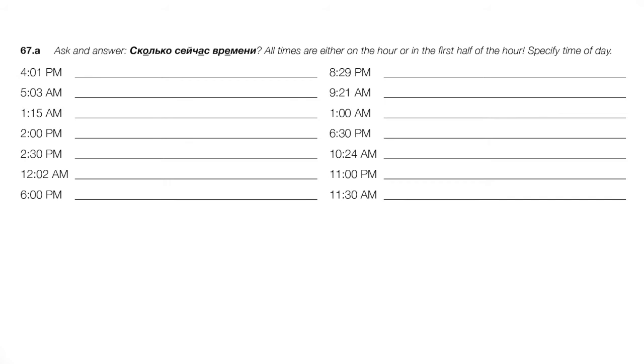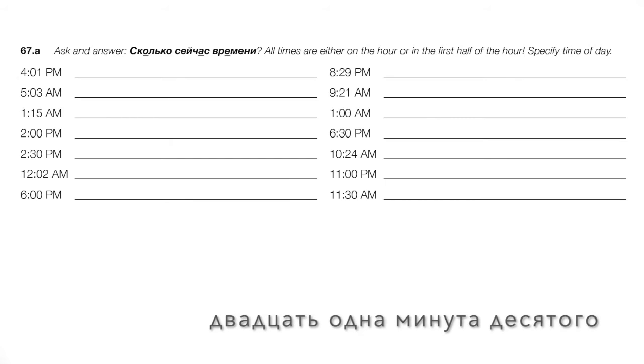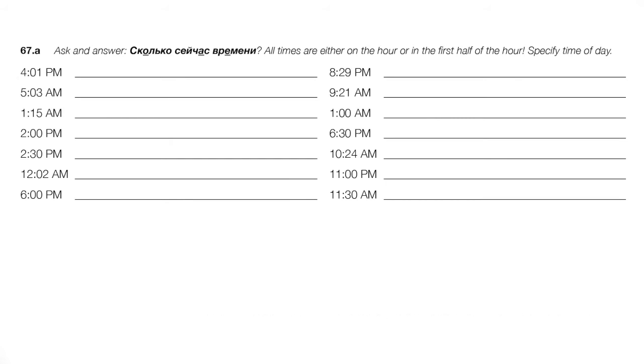9:21 a.m. in the morning, right? So start with the minutes. 21 минута десятого утра. Okay, 1 a.m. So again, early morning on the hour. Час, right? So you could say один час, but normally for one, you would just simply say час, right? Час ночи. We'd say час ночи.